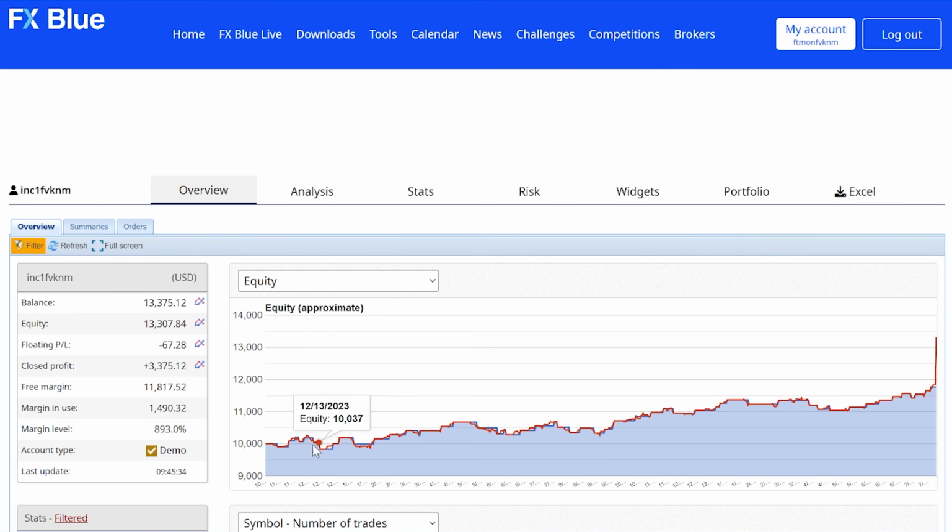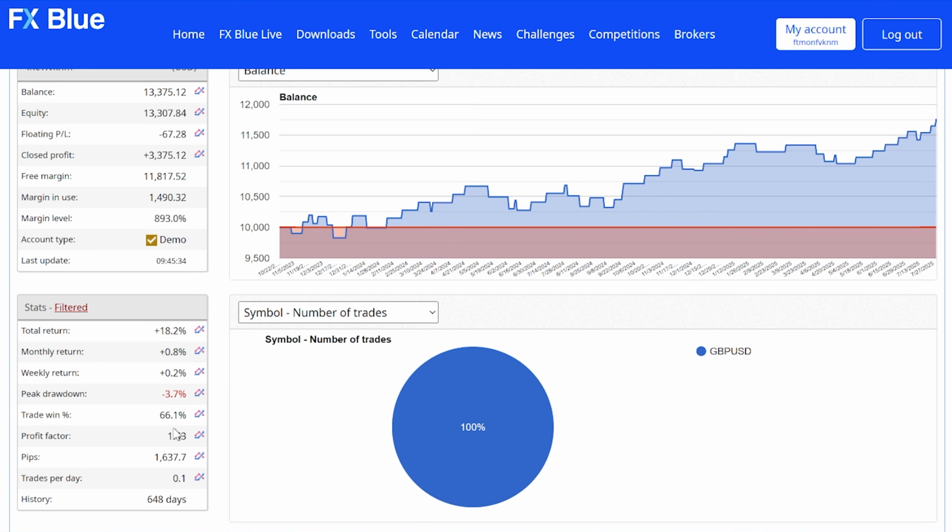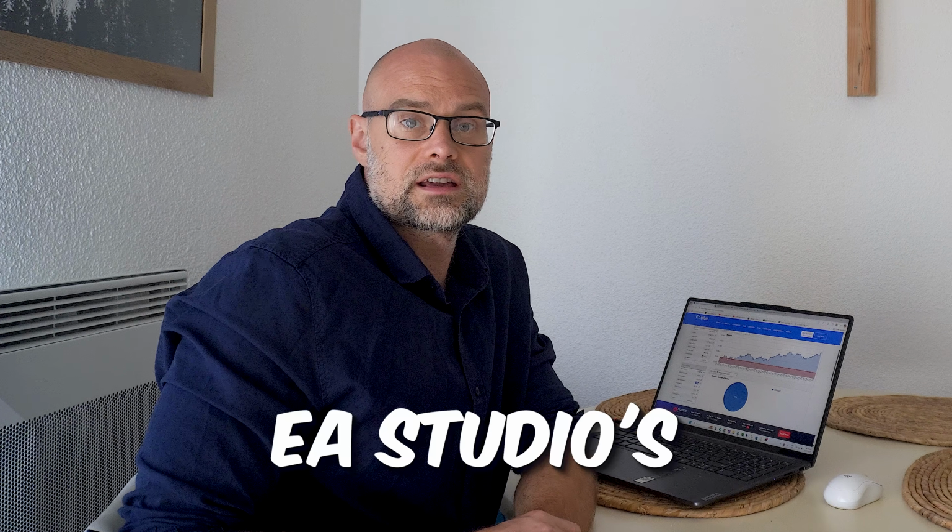Equity's jumped up a bit there, but generally equity is going to follow the balance line very well with the EA Studio EAs. So yeah, it's looking good. As we see, we've got a 66% win rate. We've made nearly 20% return in that time, and we've actually only had less than 4% drawdown. So when I'm trading this further on, I'll talk about the risk after, but that's a very good risk to reward ratio.